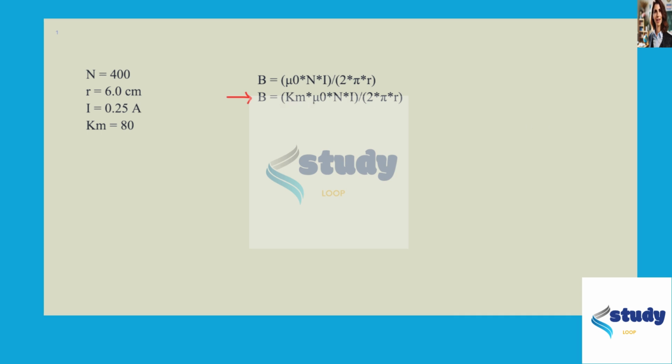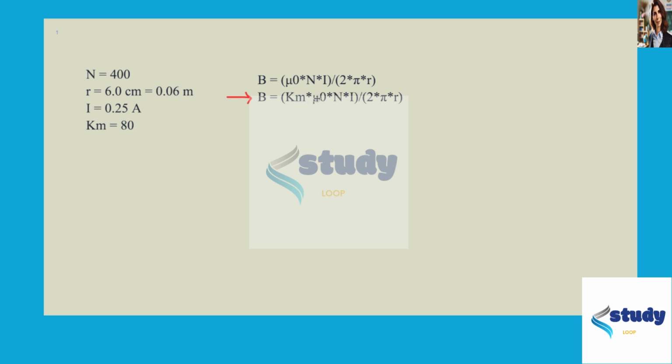Let's take a look at the information that we're given here. We have the number of turns, we have the radius, which I'm just going to convert to meters before we do anything, so it'll be easy to plug in. We're given the current and we're given this relative permeability. So all we really need to do here is just plug in all these numbers that we have.